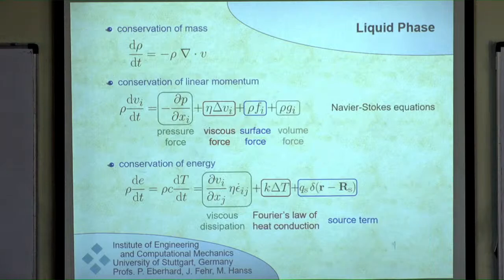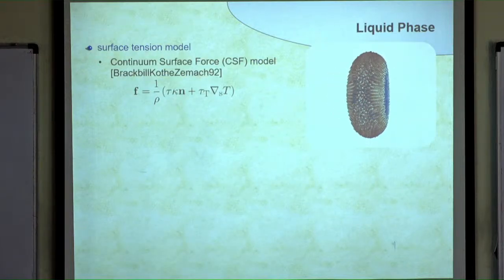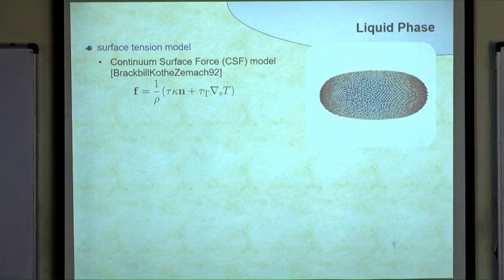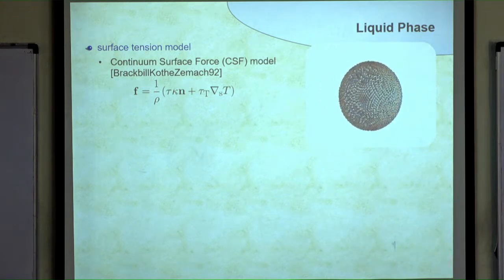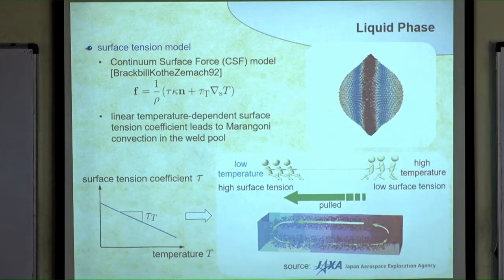And we have to do the same for liquid: conservation of mass, conservation of linear momentum. These are the Navier-Stokes equations. Conservation of energy. All these differential equations need to be stated. They need to be written in SPH form, in this discretized form. They have to be implemented. You need a surface tension model, for example. Here, this drop comes together, and then the surface tension is causing this motion here.